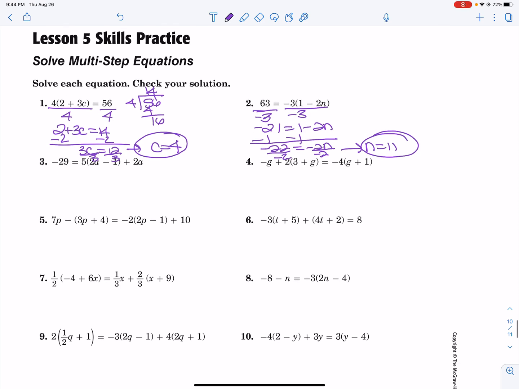Okay. Now this next one, so 6 and 8, you have no choice but to distribute. So I get negative 3t minus 15 plus 4t plus 2 is equal to 8. So I combine my like terms, so t, and then minus 13 is equal to 8. Add 13 to both sides, and you get t is equal to 21.